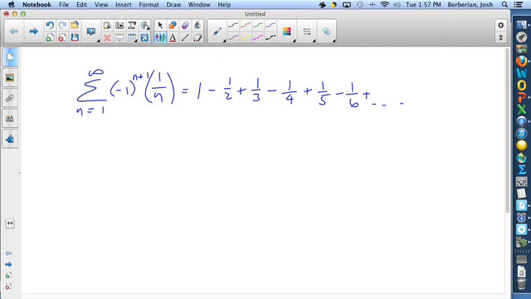100th minus 1 over 101. Yeah, but if you start with plus 1. No, each of the terms. Terms are getting closer and closer to 0. So that's all we need to know. By the alternating series test, this series converges.